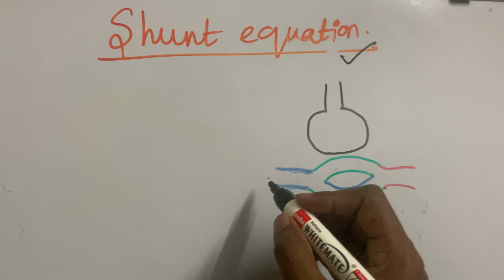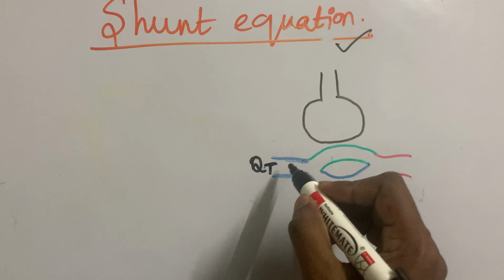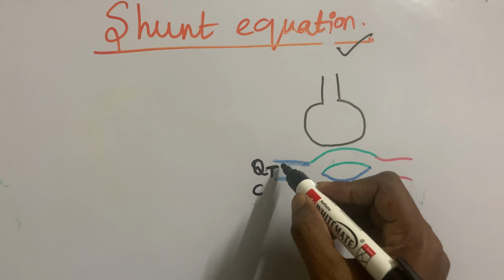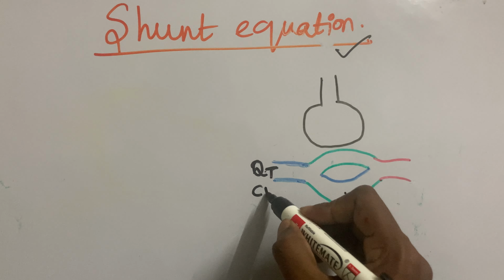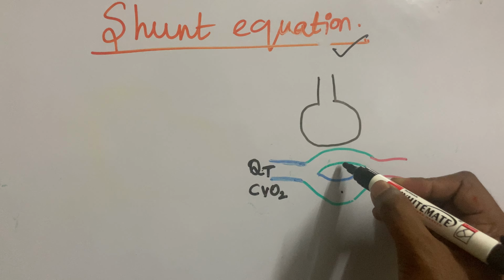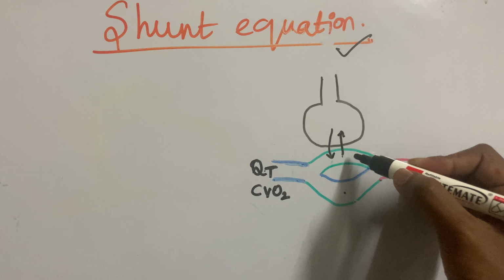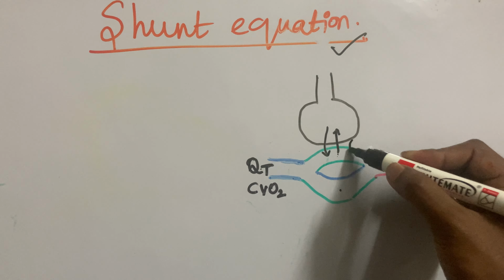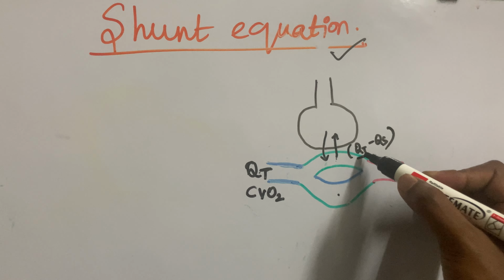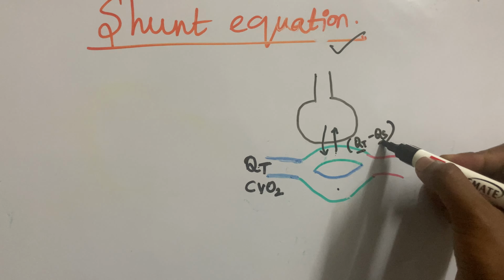First, we have to know the blood flow through the pulmonary veins. Qt is the total blood flow, and the oxygen content of the venous blood is CvO2. When this blood passes through the pulmonary capillaries and is involved in oxygenation, that is gas exchange, it results in Qt minus Qs: the total flow that is not involved in the shunt. Qs is the fraction that is involved in the shunt.